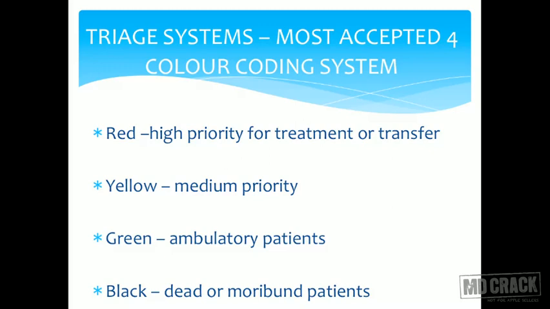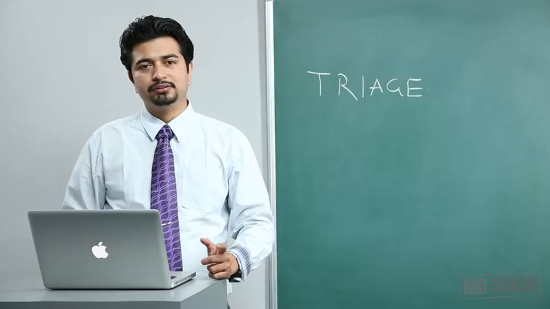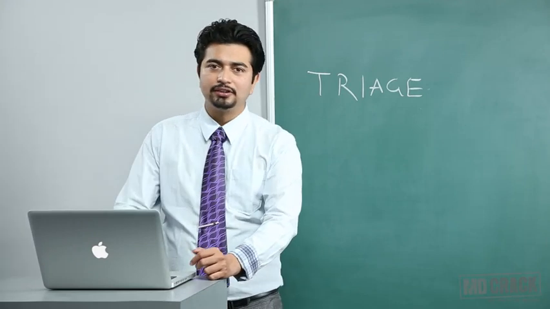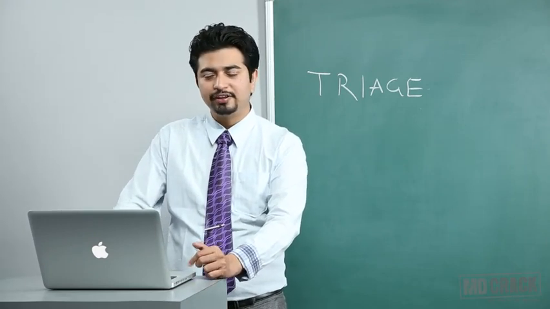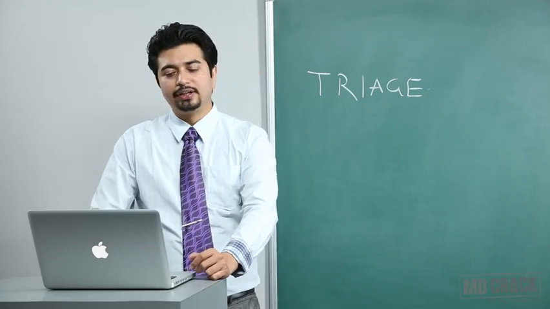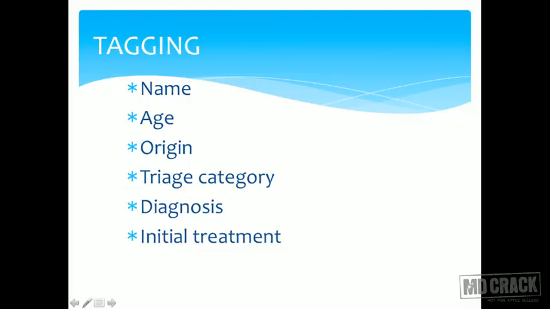Black says almost dead. Tagging of the patients is another function to be done in a disaster scenario at the periphery, and the tag should contain the name of the patient, the age of the patient, the origin, where he comes from, the triage category that we just discussed, the diagnosis of the patient and initial treatment. So this is the information that should be available on the tag.